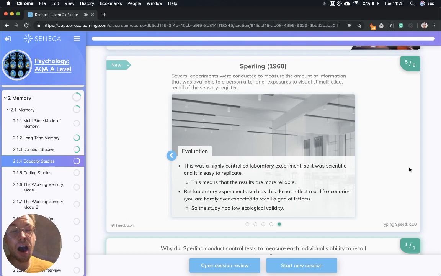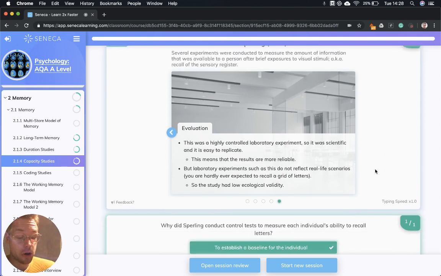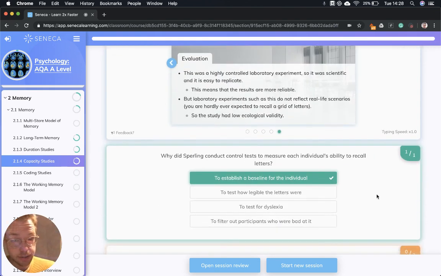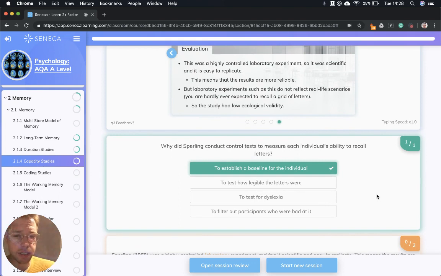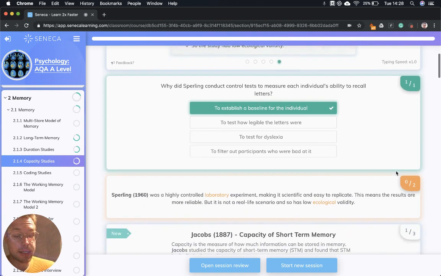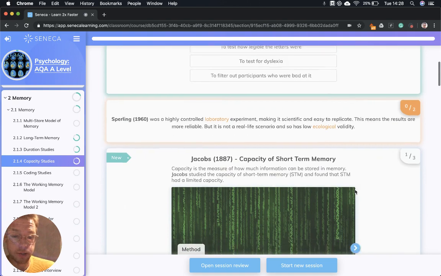Evaluation. This was a highly controlled laboratory experiment, so it was scientific and easy to replicate. This means that the results are very reliable. But laboratory experiments such as this do not reflect real-life scenarios. How many times have you had to recall a grid of letters? Really? So the study has low ecological validity. So, why did Sperling conduct control tests to measure each individual's ability to recall letters? This was to establish a baseline for the individual, so that's why that was done.